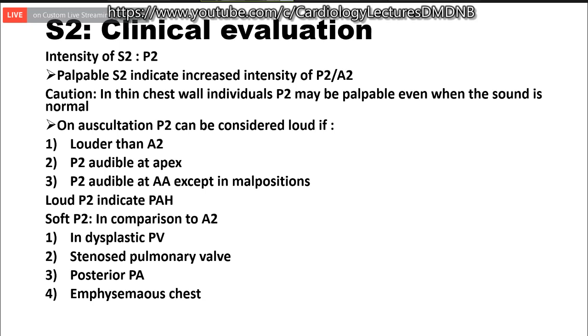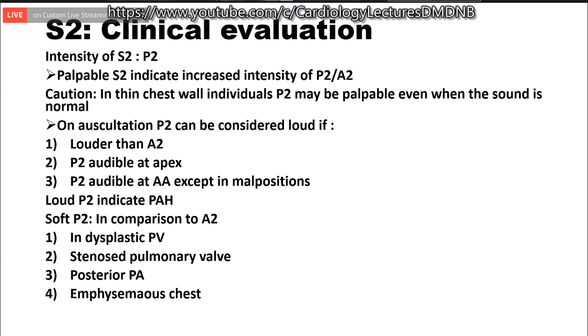Posterior pulmonary artery. If the pulmonary artery is posterior, as can occur... Can you mention one or two conditions where the pulmonary artery is posterior? Transposition of great arteries, one. Two. Not exactly posterior, but relatively posterior. Usually the pulmonary artery is anterior. Where it can be side by side. What is the situation where the pulmonary artery and aorta can be side by side?